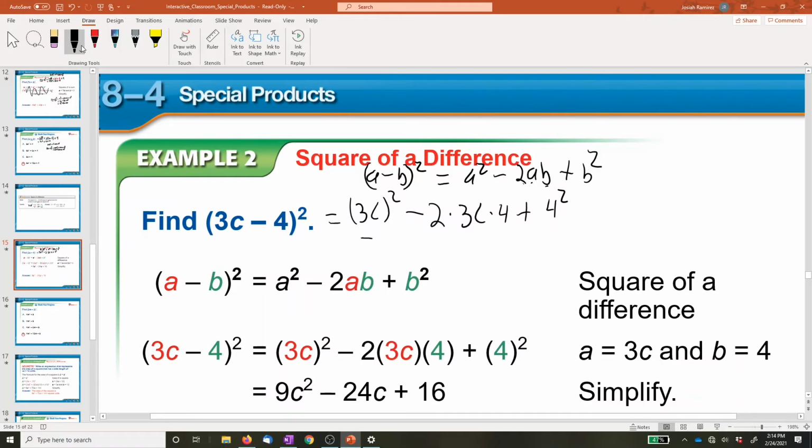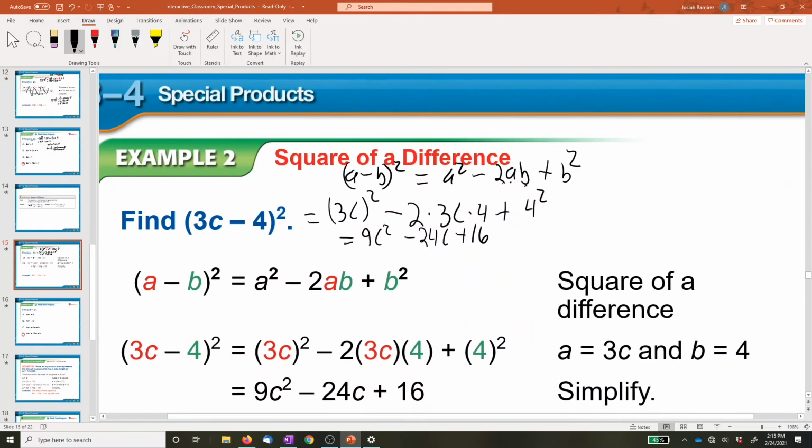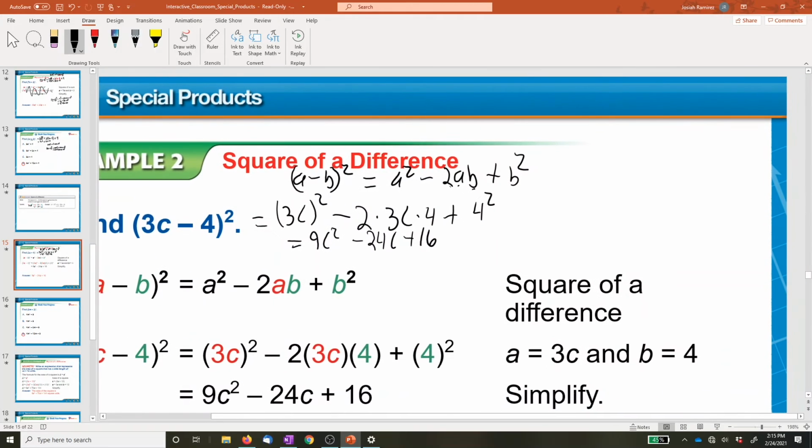which is b squared. So now we have to distribute the squared to mean 9c squared, 2 times 4 makes 8, and 8 times 3 makes 24c, plus 16. And we're done. Let's just check that. Let's make sure that this formula actually gives us the same answer as if we multiplied it the regular way.